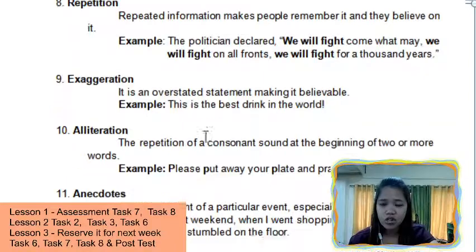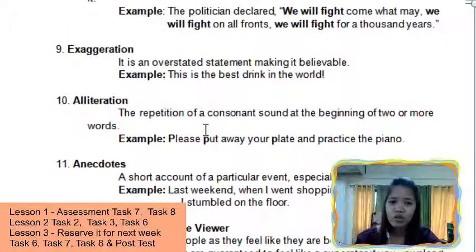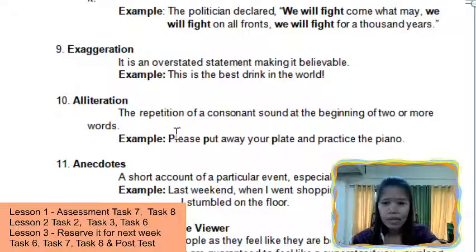Next, alliteration. Alliteration, the repetition of a consonant sound at the beginning of 2 or more words. Seashells in a seashore, that's an example of repetition of consonant sound. Okay. Ngayon, how are we going to use it in a persuasive text? Here, the example is, please put away your plate and practice the piano. You see? It's a persuasive text about the essence of piano, but it used alliteration. Please put away your plate and practice the piano.